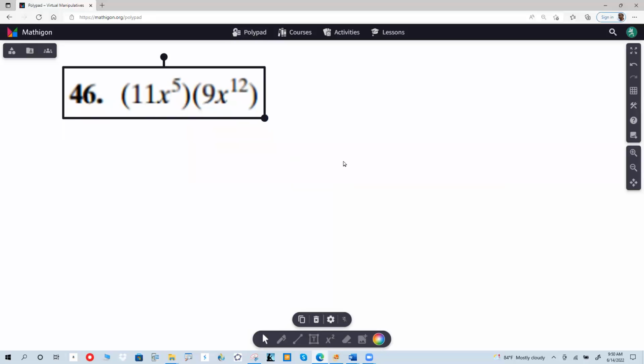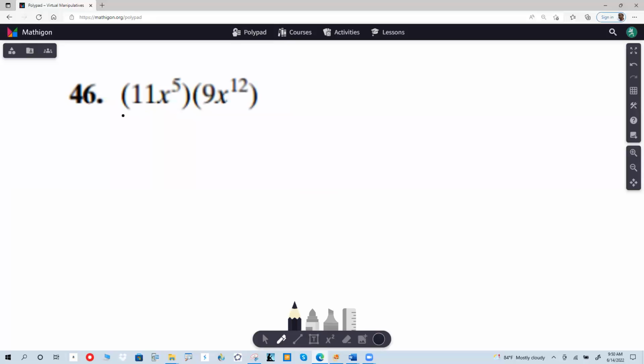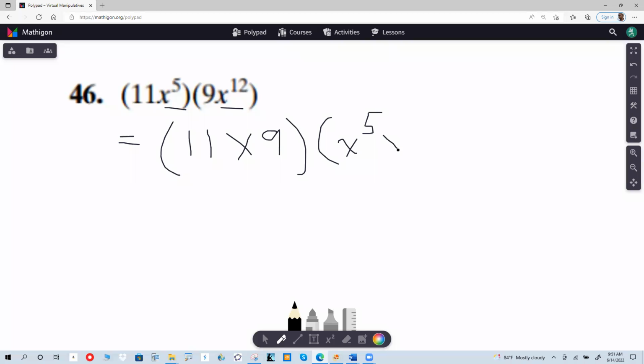Okay, this is 46. So a couple of things, guys. I have a cluster here, and they're all being multiplied. 11 is being multiplied by x to the power 4, x to the power 5, 9 is being multiplied. And this is a multiplication sign here as well. All right. So I'm going to rewrite by collecting the like terms. Like terms would be 11 times 9. You don't have to, but I'm going to rewrite it. Then I'm going to take x to the power 5 and x to the power 12 and write them here.